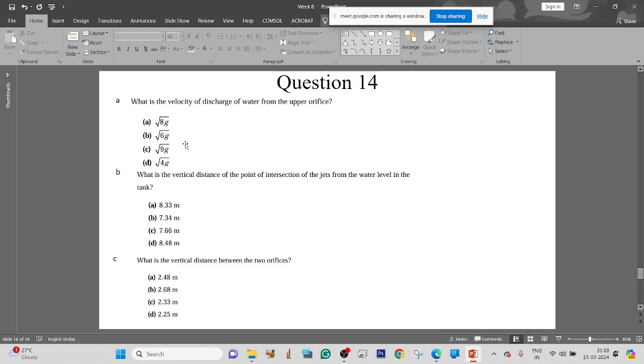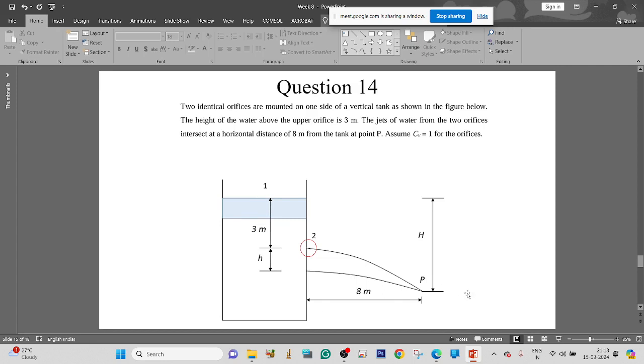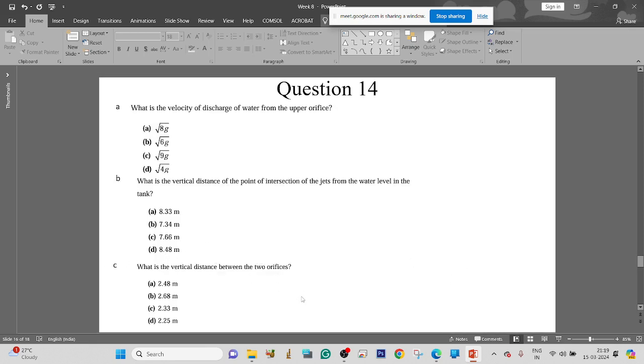For the second one, again, what is said is the vertical distance from the point of intersection of the jet and the water level, we need to find out this h. So this is h minus 3, we have found that it is 32g upon u1 square, and u1 is equal to root 6g. So if we replace that in this main equation, we will get h is equal to 8.33 meter. So that is option A, right?